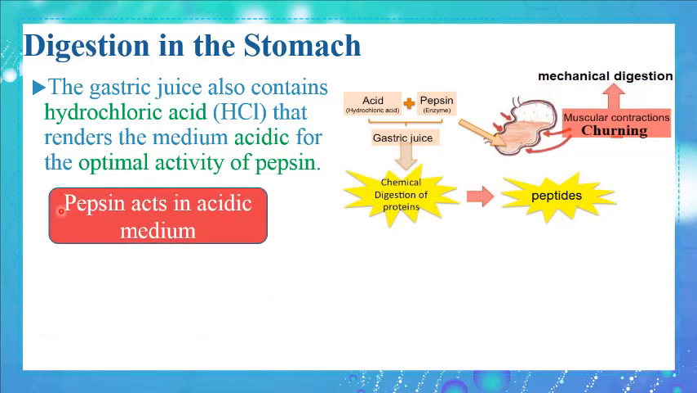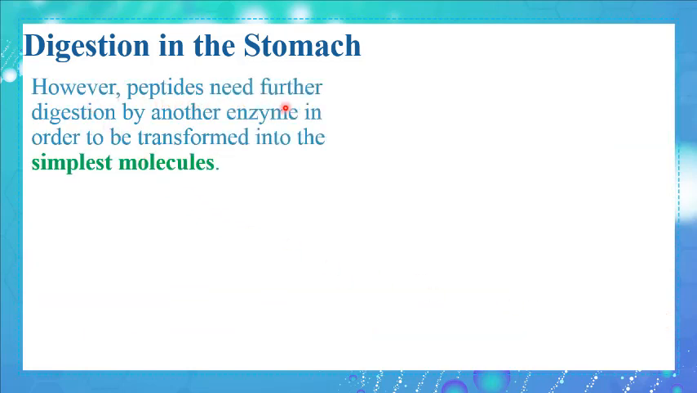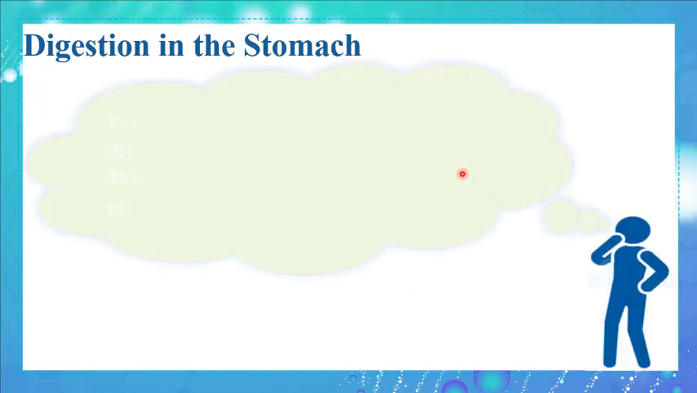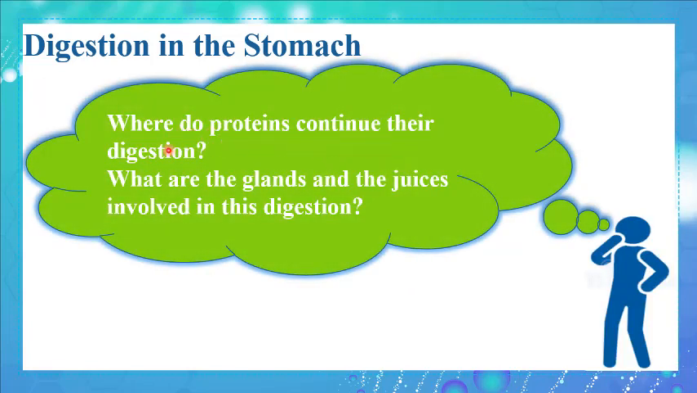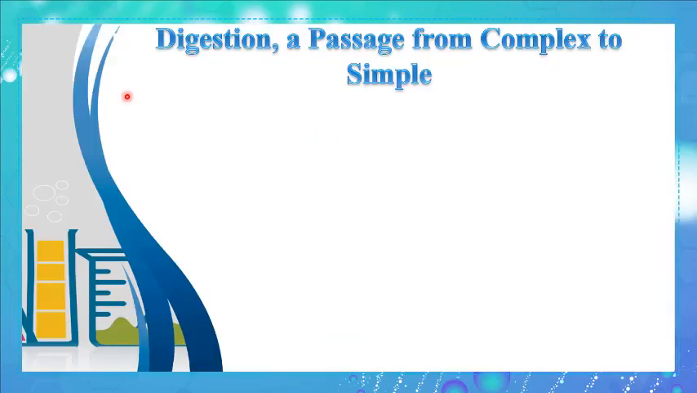Then, pepsin acts in an acidic medium. The pepsin hydrolyzes the complex protein molecules into smaller ones called peptides. However, peptides need further digestion by another enzyme in order to be transformed into the simplest molecules. Where do proteins continue their digestion? What are the glands and the juices involved in this digestion? Digestion, a passage from complex to simple.